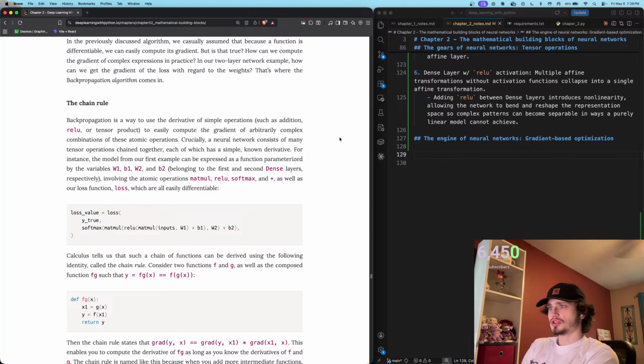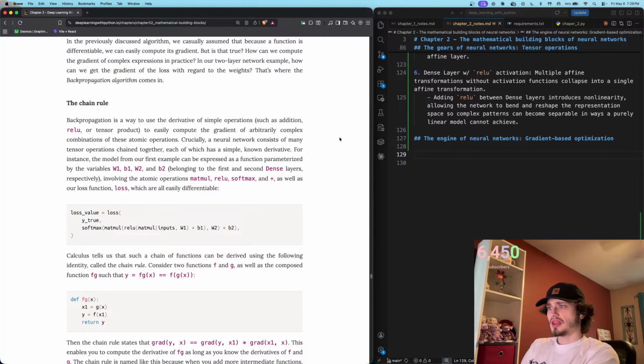Loss value equals our loss function with the input of the true values for y, and we call matmul of our inputs with w1 plus a bias b1. We apply a ReLU on that, and we matmul the resulting value of that with w2. We add bias b2 and compute softmax.